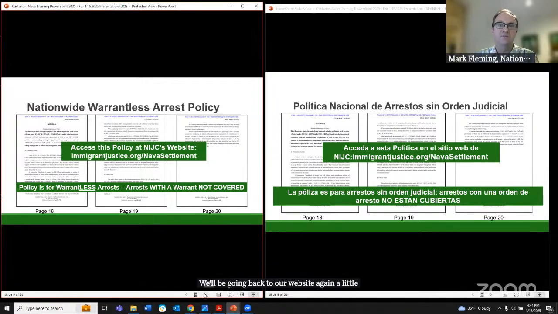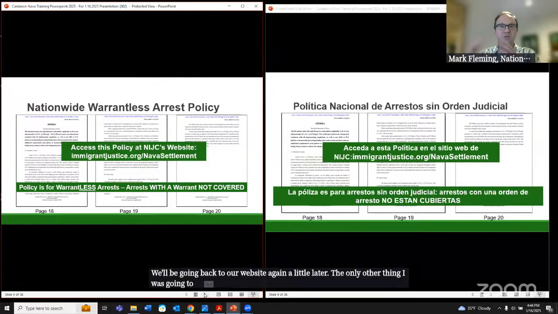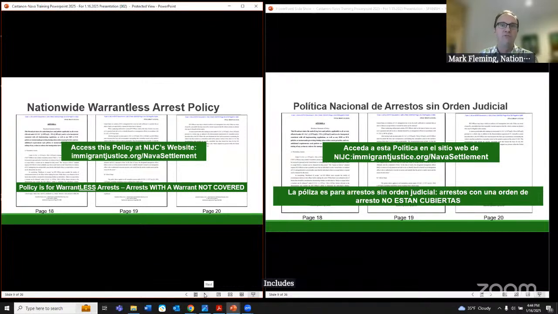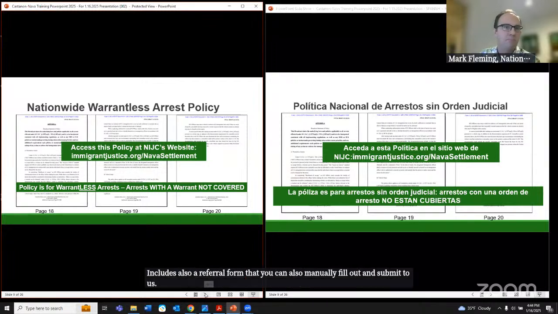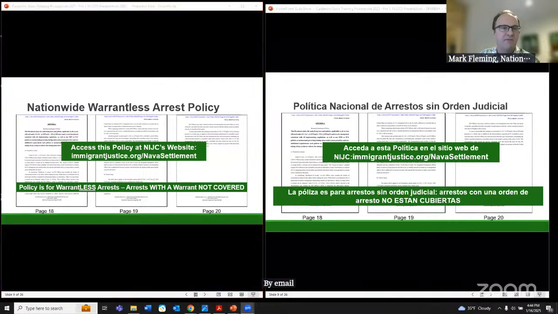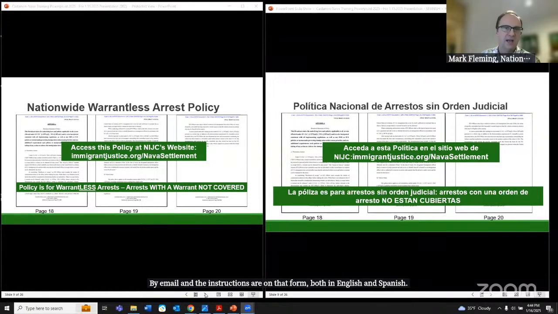The only other thing I was going to flag from the website is, in addition to the fact sheet itself, on the back end of the fact sheet includes also a referral form that you can manually fill out and submit to us by email. And the instructions are on that form, both in English and Spanish. Next slide.